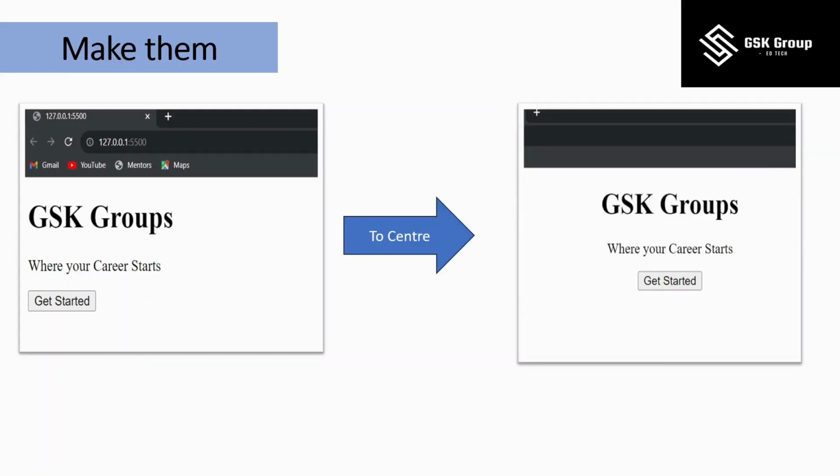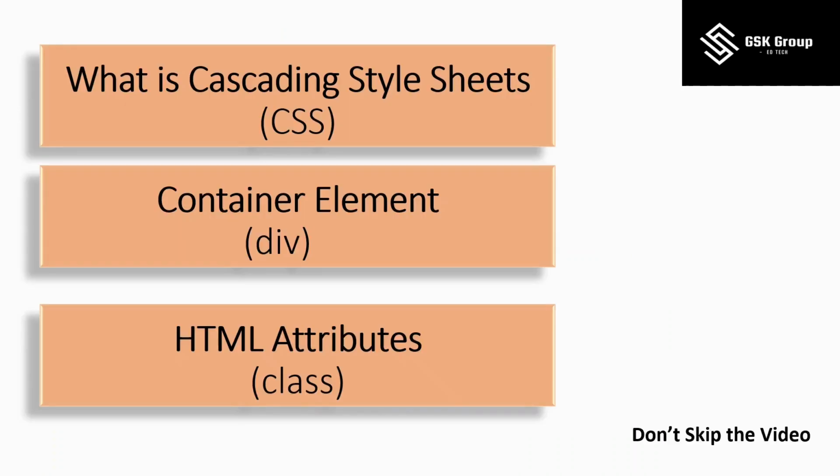How are you going to make all these elements center? So what are the elements here? First of all, as we wrote in the previous classes, the first element is a heading element, the second one is a paragraph, and the third one is a button element, right? So bring all these elements to center. For this, we are going to learn CSS, the container element, and one of the attributes called class.